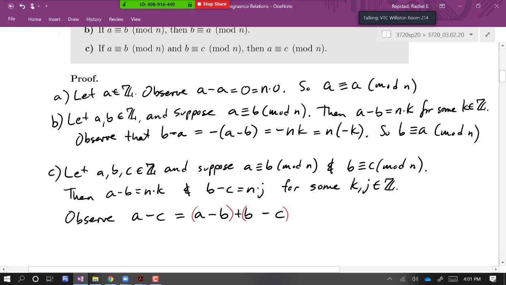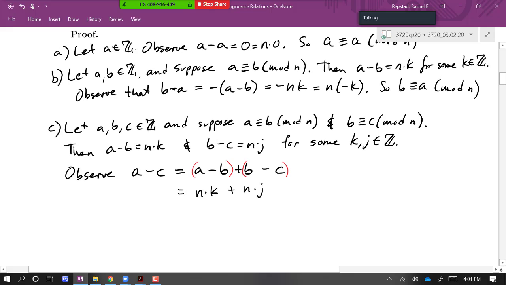A minus B we know is n times k. B minus C is n times j. And now we're going to factor out the n. So A minus C is a multiple of n, which means that A is congruent to C mod n.